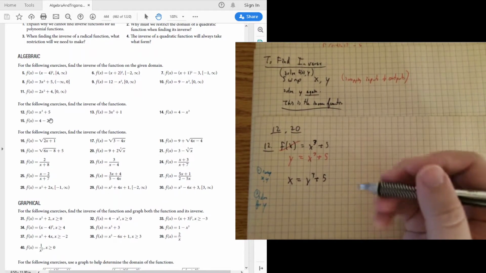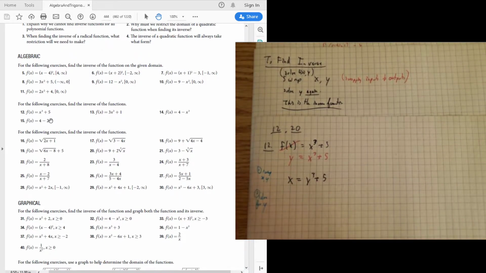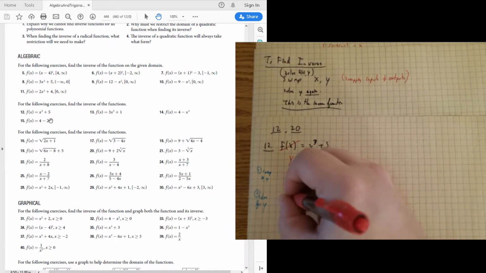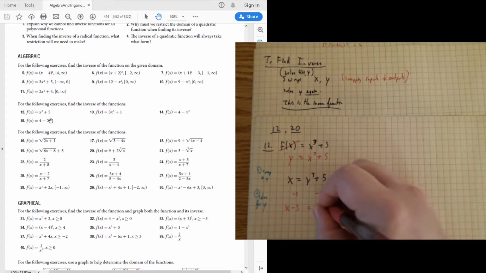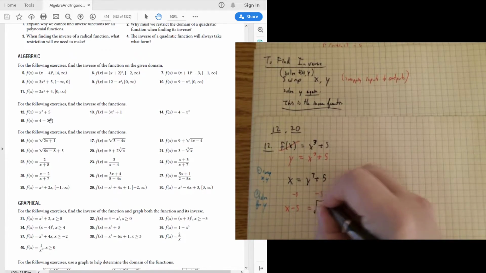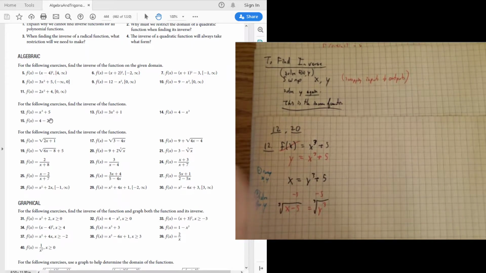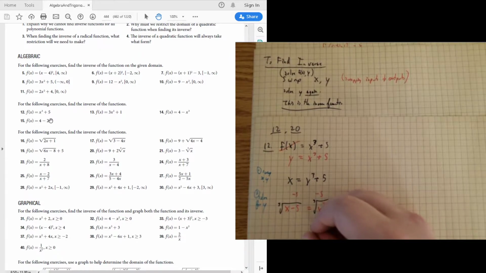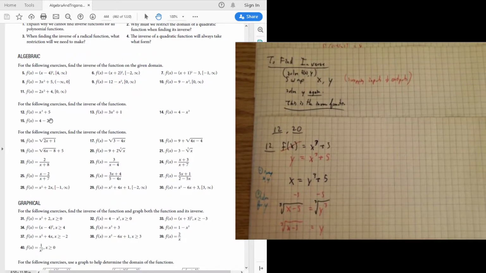So I want to get y by itself. I need to go through the algebraic steps to get y by itself, which means for this problem, I would subtract 5. I get x minus 5 equals y cubed. I want to get y by itself. Y is not by itself. It's been cubed, so I use a cube root. When I use that cube root, I end up with y by itself equals the cube root of x minus 5. And this is our f inverse.